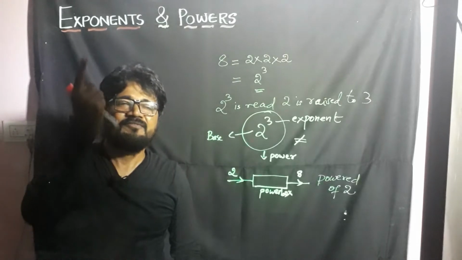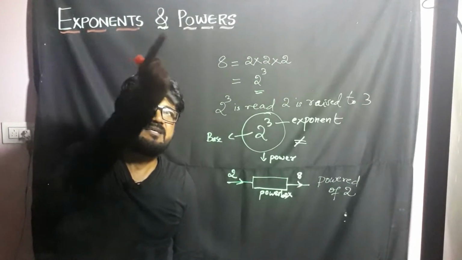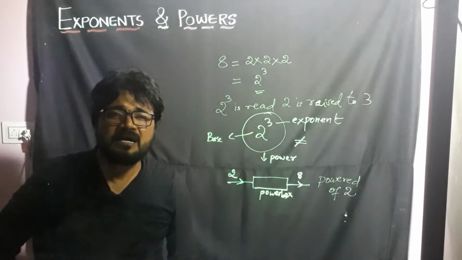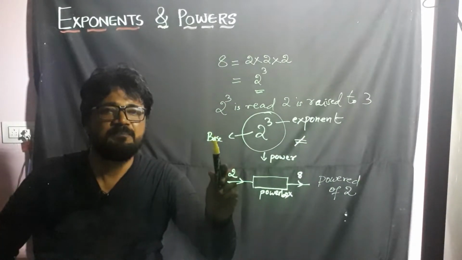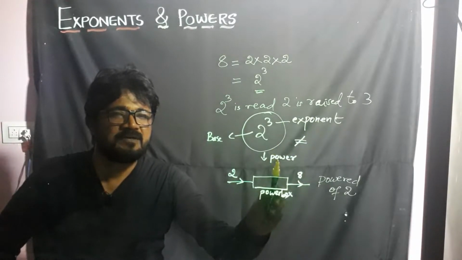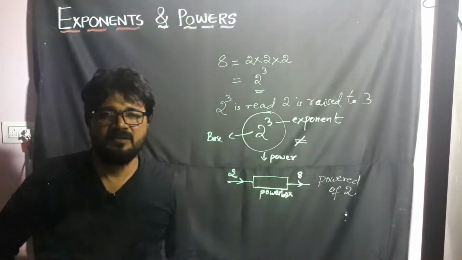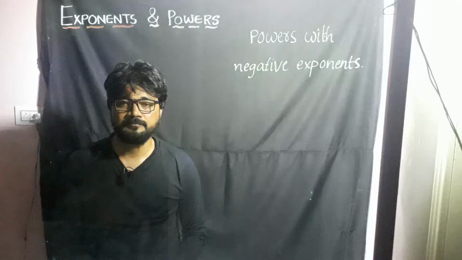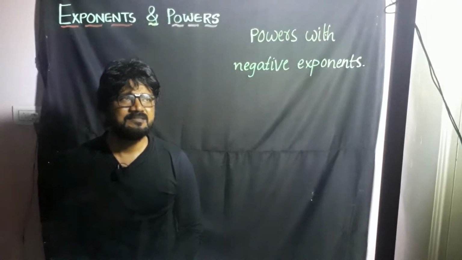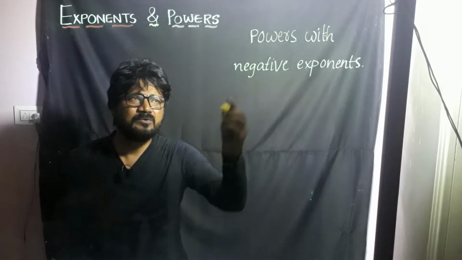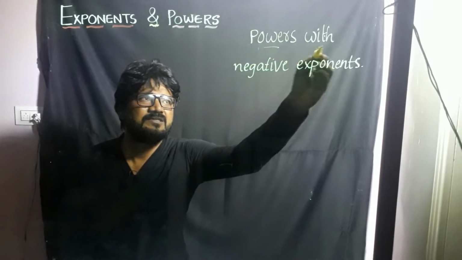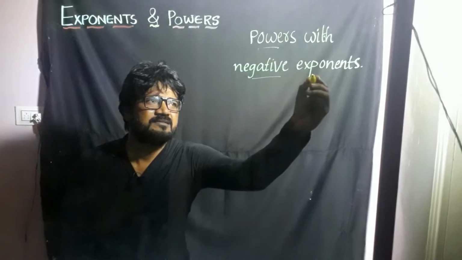So here the topic is exponents and powers. You might have understood exponent, power and the base. Exponent and power are not equal. Now children, let us see powers with negative exponents. How are we going to get the powers with negative exponents?